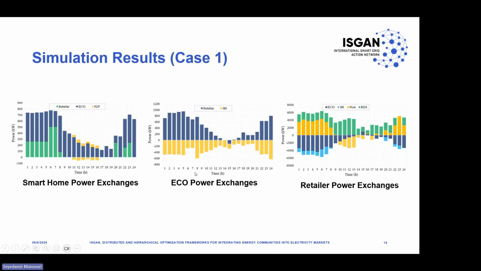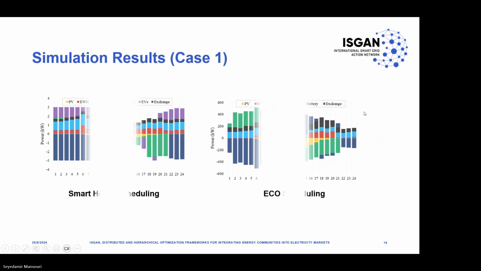And here we have the energy community operator power exchange, with the smart homes in yellow and the retailer in blue. And here we have the retailer power exchange with the energy community operators, the smart homes, the wholesale market or pool market, which are the same, and renewable energy sources located at the distribution level.